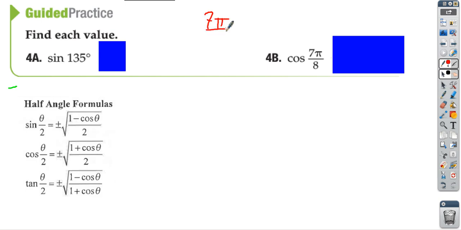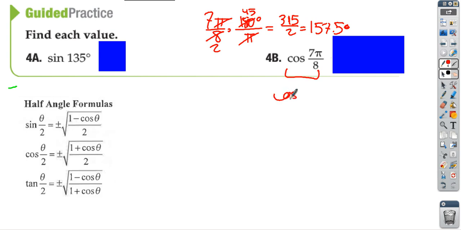So if you remember, the way that we change radians to degrees is there's a pi on top, so I need a pi on the bottom to cancel. And there's 180 degrees in every pi radian, so those will cancel. 4 goes into that twice, and it goes into that 45 times. So 7 times 45 is 315, and when you divide that by 2, you end up with 157.5 degrees. So that's what this is asking us. This is asking us for the cosine of 157.5 degrees.